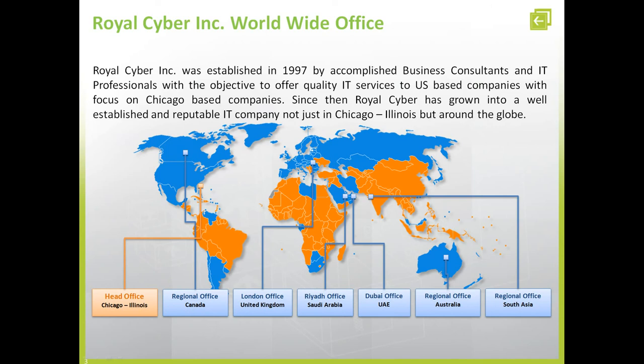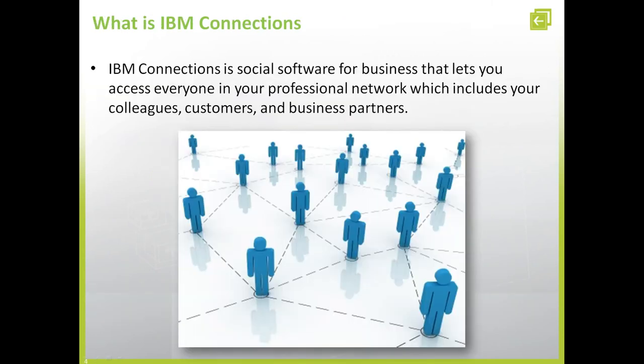The topics that I'm going to cover today in this demo are explaining what is IBM Connections, what its features have to offer you, and explaining 3 features out of those. Now, what is IBM Connections? It is basically a social software for businesses, and it helps you to access everyone in your professional network, which may consist of your colleagues, business partners, or customers. Moreover, it makes reaching out to them easier, convenient, and more effective.